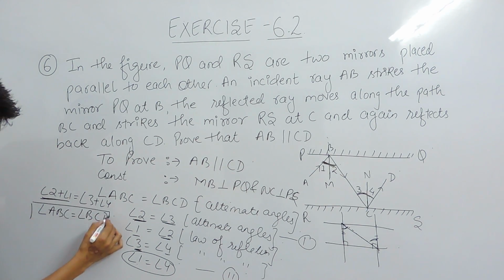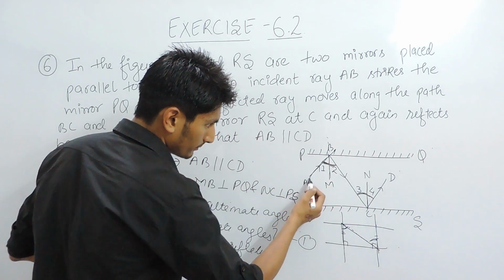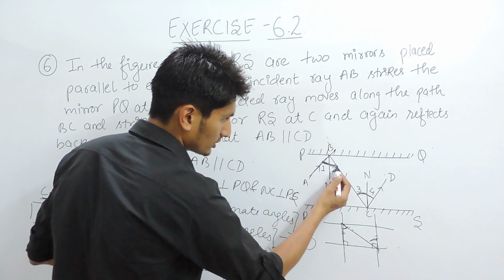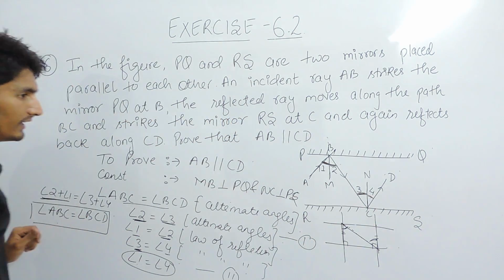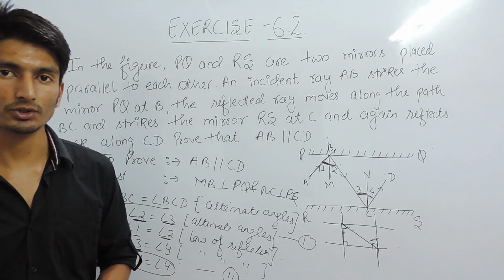And if these two angles are equal, then obviously this line must be parallel to this line, because these two angles are alternate angles. So this is how we can solve this particular question. Thank you.